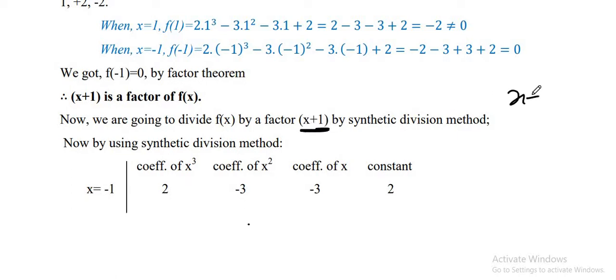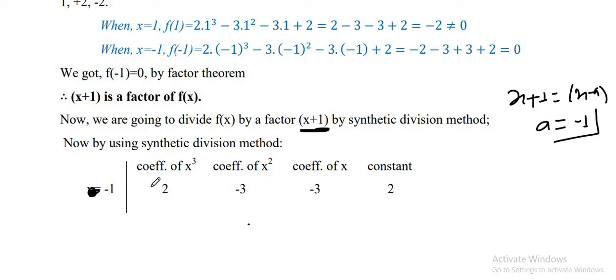So compute x plus 1 equals x minus a, then later you will get that a equals minus 1. So we will divide by a equals minus 1. Also we can write x equals minus 1, or if you don't want to write x, no problem, you can write just minus 1 there. Now you know how to divide one polynomial by another polynomial by using the synthetic division method.